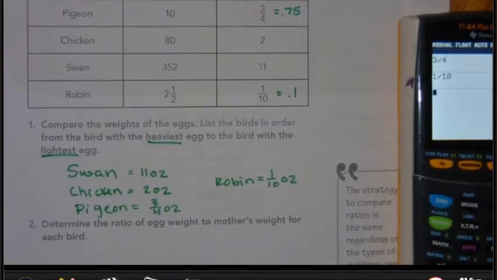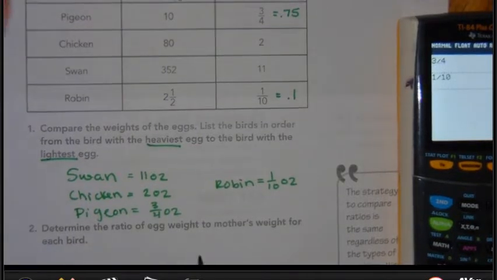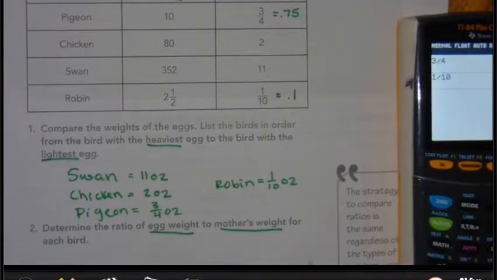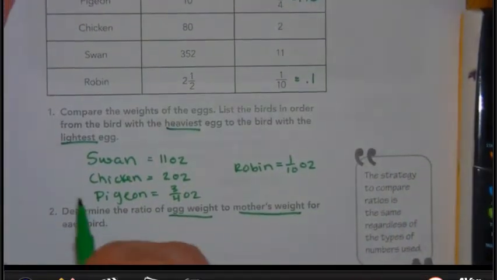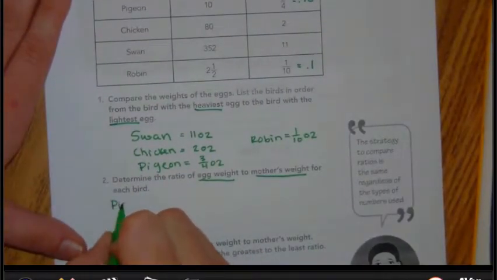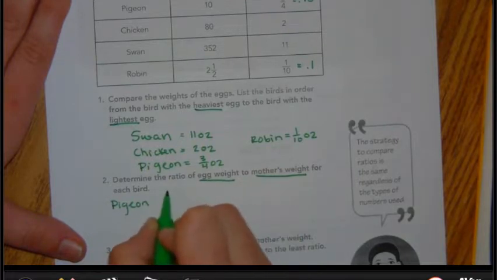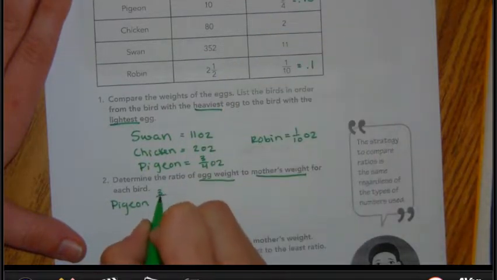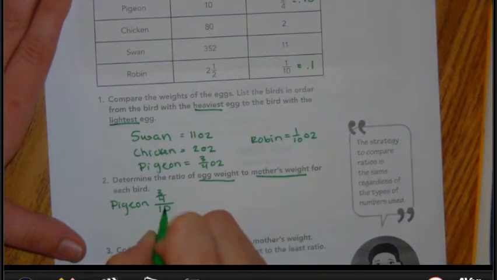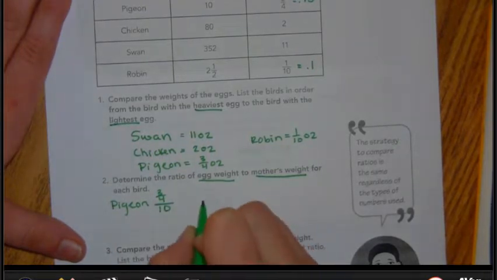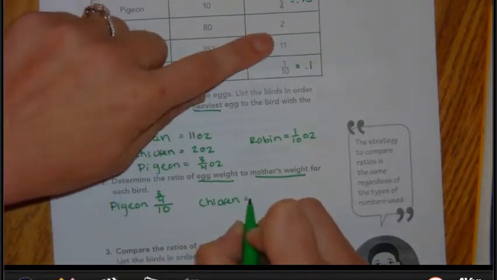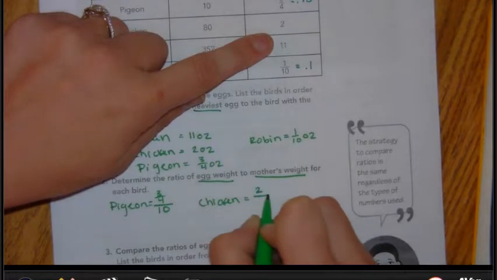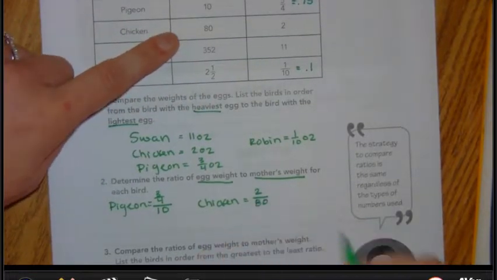Okay. Now I need to determine the ratio of egg weight to the mother's weight for each of my birds. So I'm going to put these in fractions. I'm going to start off with our buddy, our pigeon here. I want the egg weight, which is 3/4, over my mother's weight of 10. Then I have my chicken, and I'm going to give me some equal signs. The egg weight is 2 over 80.